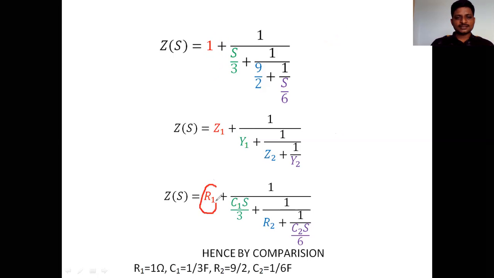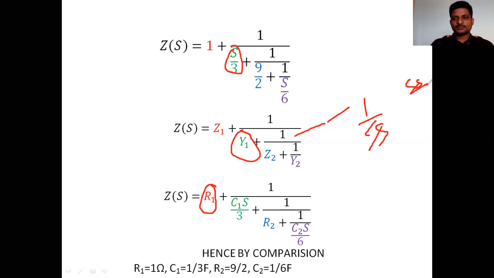Therefore, I have written this as resistor R1. And if you take this term s by 3, here you have the admittance Y1. You have an admittance with s in the numerator, which is only possible with a capacitor. As you can see, 1 by Cs is the impedance of a capacitor, and the admittance of a capacitor is Cs by 1, which means s in the numerator for admittance. So here you have admittance and s in the numerator.